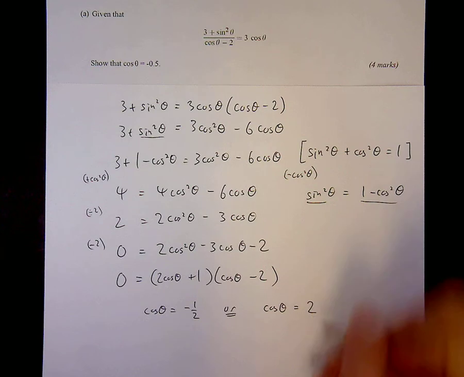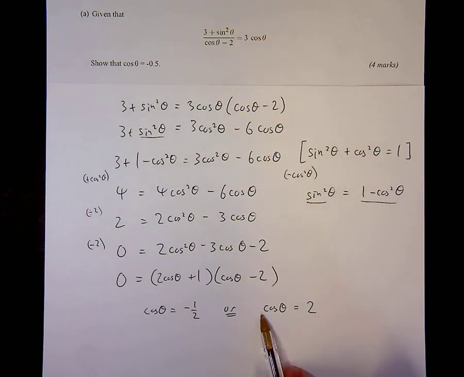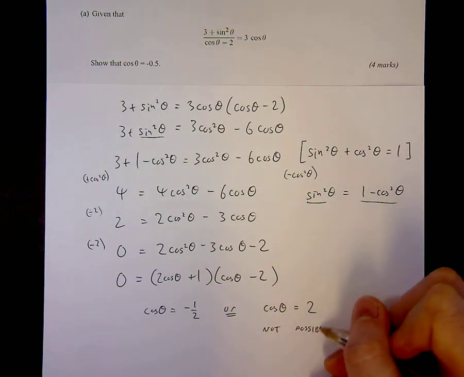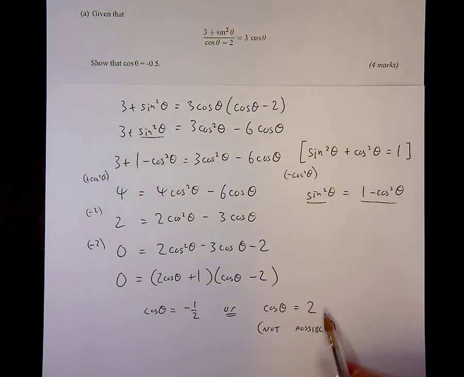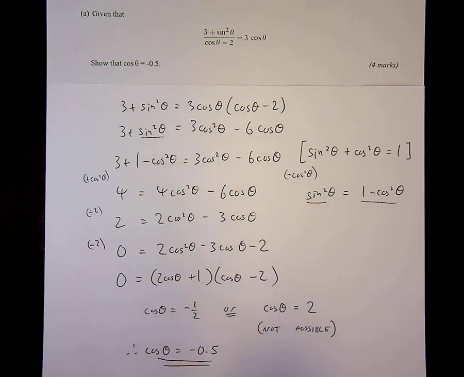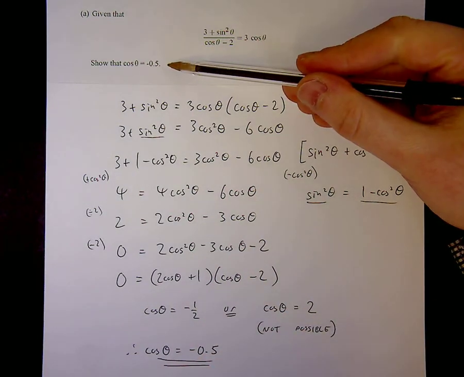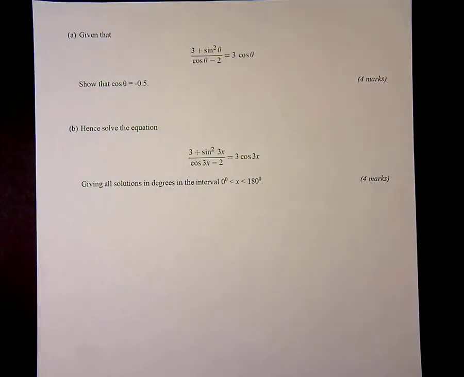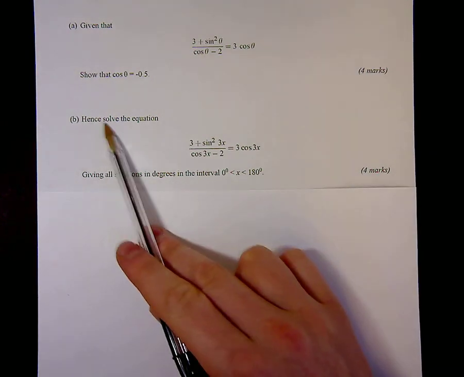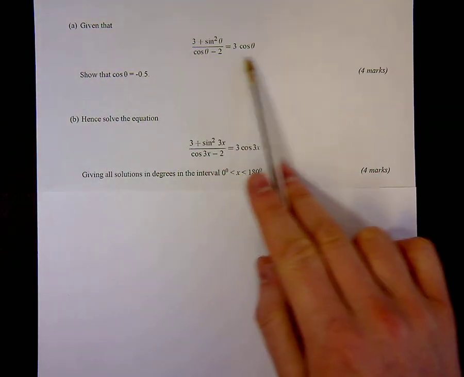Now the first thing to recognise is that cos theta can't be 2. The graph only goes up to a maximum of 1 and a minimum of negative 1, so this is not possible. It's really important that you do put this as a solution and then explain that it's not possible. There is no way in which cos theta equals 2. So the only solution left is this one, cos theta is negative 0.5, which the question asked me to show in the first place. To complete part B of the question, it says hence solve this equation, we just need to use the result from the first one. It shows up here that if this is true, cos theta is negative 0.5.